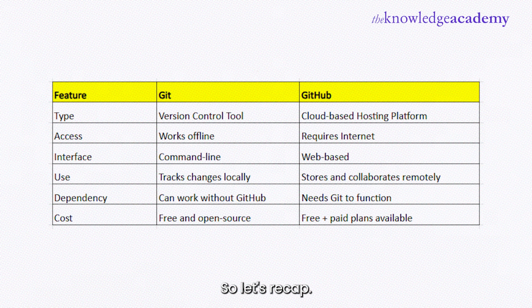So, let's recap. Git is the version control system. It works on your machine. Whereas GitHub is the hosting service which helps you share and collaborate. They're different tools, but they're even more powerful when used together.